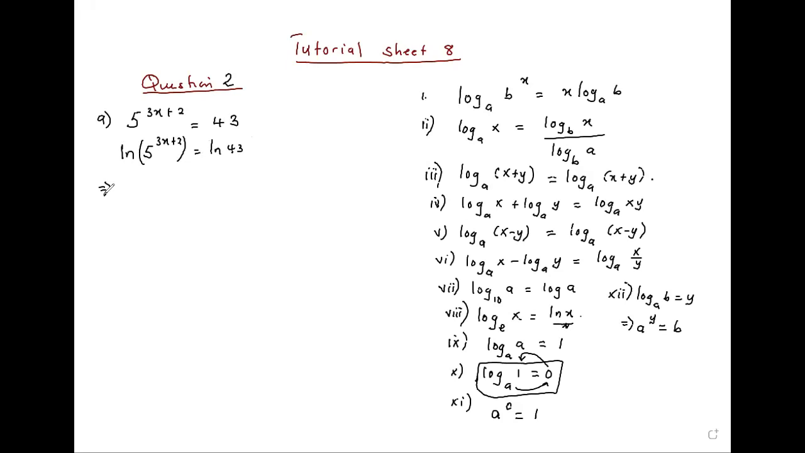And from this property here, property 1, we are able to drop the power. 3x plus 2 times ln 5 is equal to ln 43. And then divide by ln 5, divide by ln 5, and get 3x plus 2 is equal to ln 43 over ln 5.